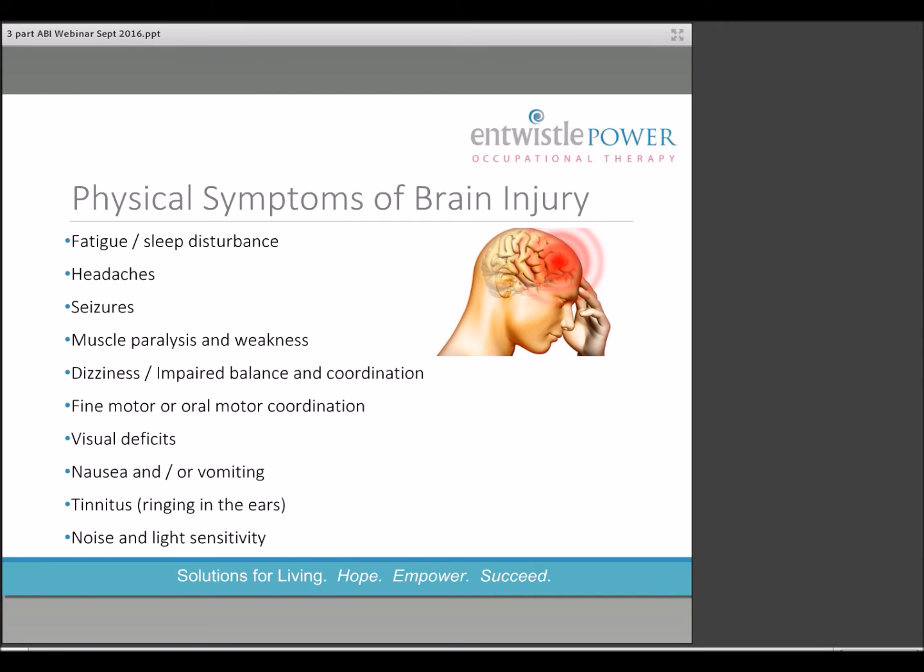Okay, so now let's talk about the physical symptoms of a brain injury. Common physical symptoms of ABI could include difficulty sleeping and fatigue, headaches at the site of the injury, seizures, muscle paralysis and weakness, dizziness or impaired balance and coordination, fine motor or oral motor coordination difficulties, visual deficits, nausea or vomiting, tinnitus, otherwise known as ringing in the ears, and noise and light sensitivity. Once again, these deficits are varied and typically depend on the area of the brain that has been injured.